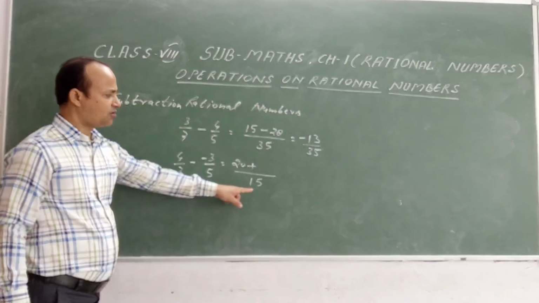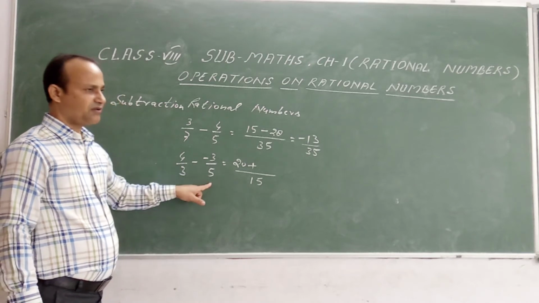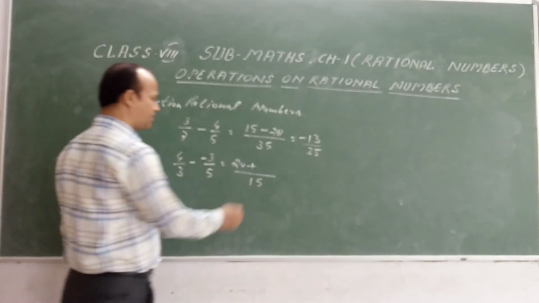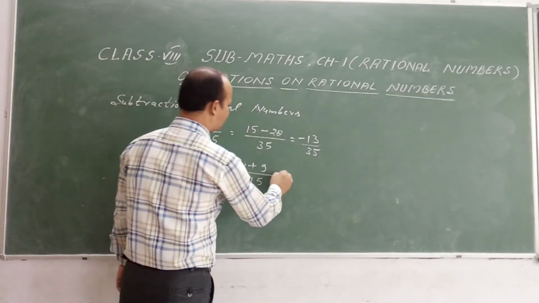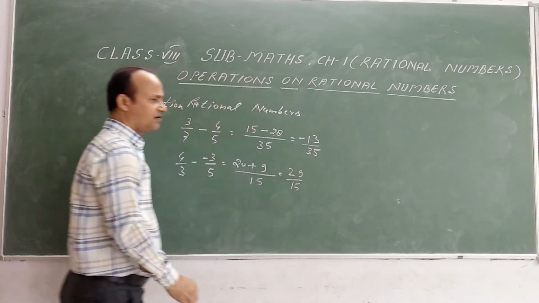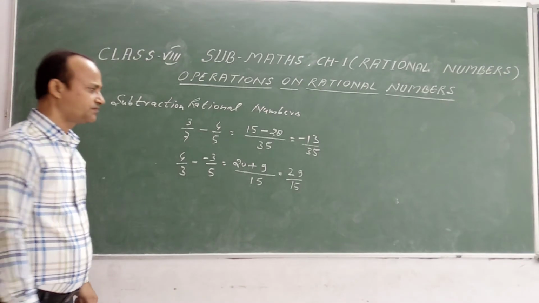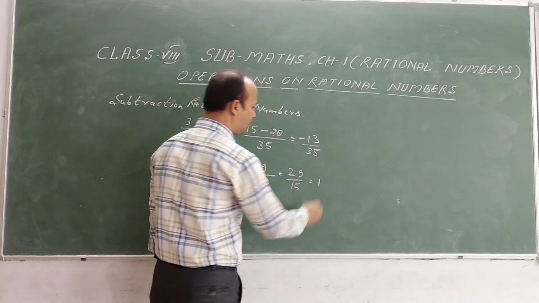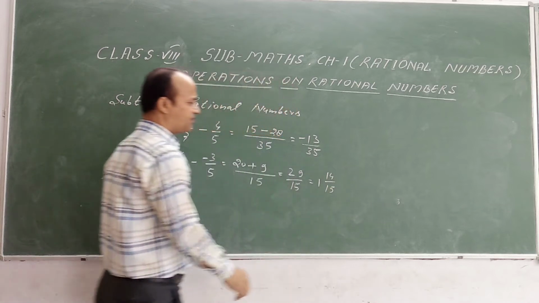Now divide the denominator with denominator. That will give 15 divided by 5 will give 3. And that 3 will multiply with 3. That will give 9. Add the both the numbers. That will be 29 upon 15. If this is in improper fraction, change into mixed number. 15 1 is 15 and 14 upon 15. This will be the answer.